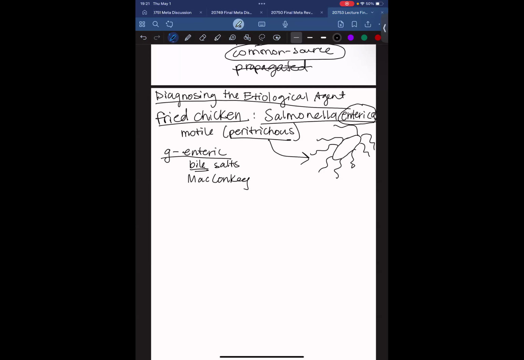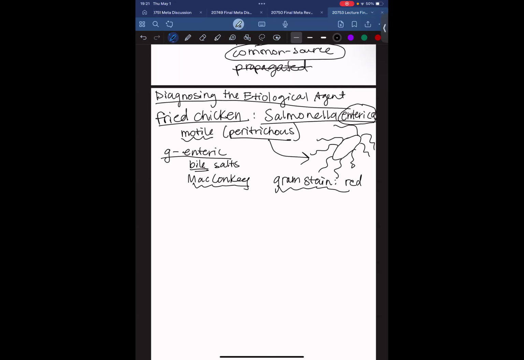We could also do a gram stain. What color would it be on the gram stain if it's gram negative? Red. So we could look for motility, we could look for it growing on MacConkey, we could do a gram stain. So this is some stuff that could tell us about it.